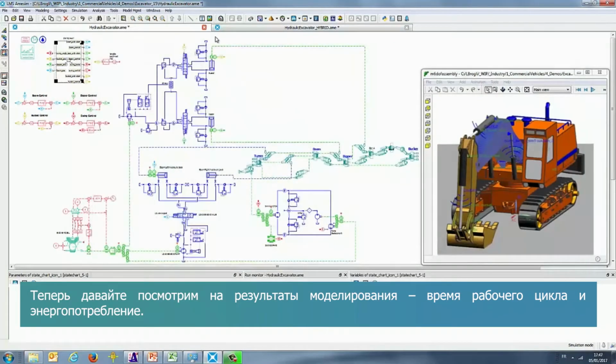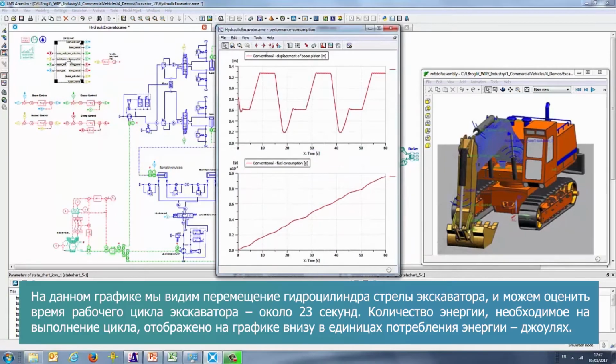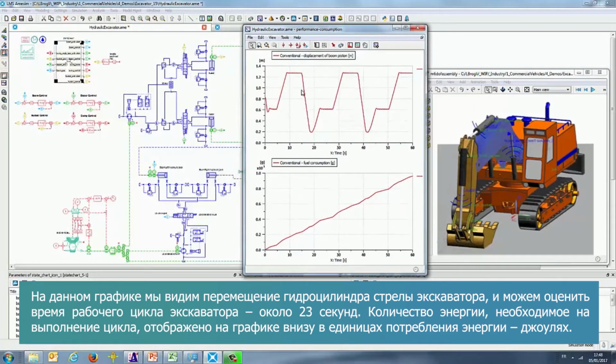Now let's have a look at some results. Cycle time and energy consumption. What we see here is the displacement of the boom piston. So we can have a look at the time it requires to perform a cycle, roughly 23 seconds, and the energy that is required, or the fuel consumption required to perform this cycle, here in terms of fuel consumption in grams.